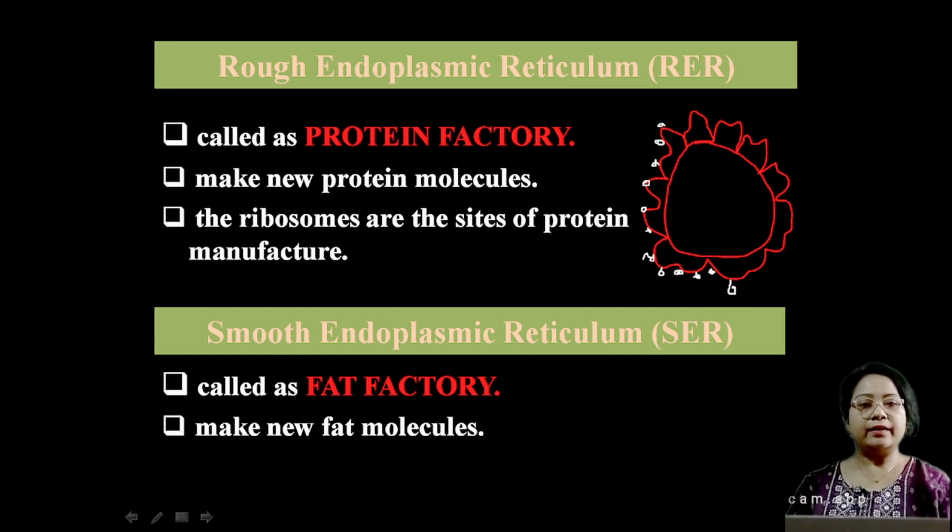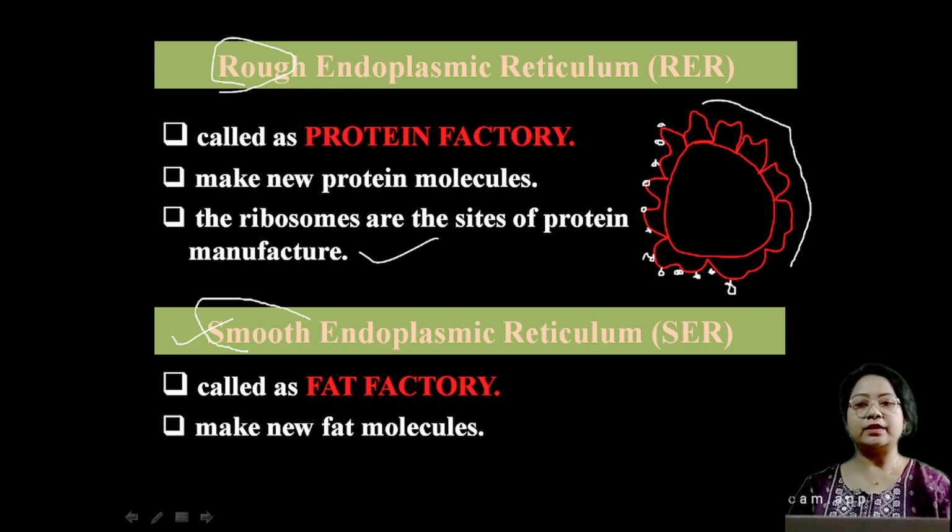Then the endoplasmic reticulum that does not have any ribosome, its surface will be very smooth, and that will be called the smooth endoplasmic reticulum. The main function of the rough endoplasmic reticulum is to make protein, and the main function of the smooth endoplasmic reticulum is to make fat molecules.